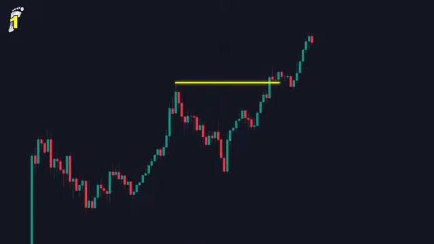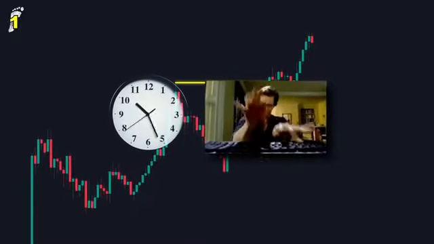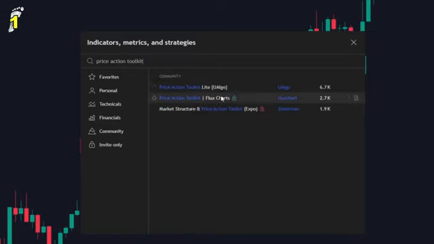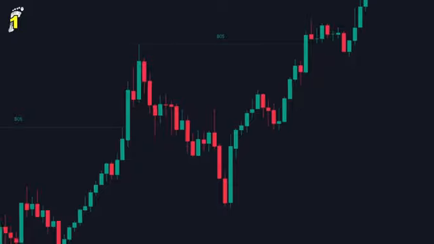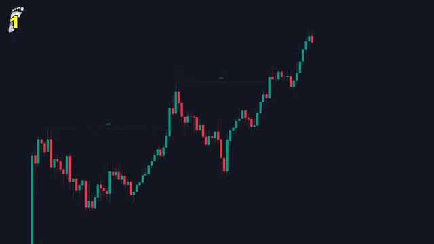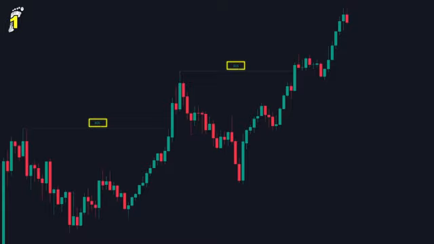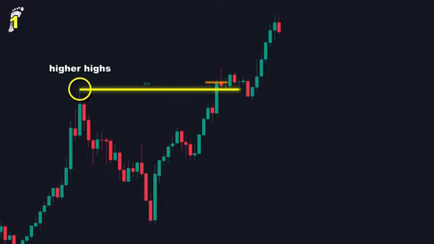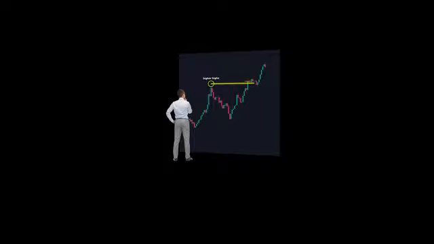Since I don't want to make mistakes and I don't want to waste hours and hours of time, I'll use my favorite indicator. I open TradingView and type in Price Action Toolkit by Flux Charts. This indicator automatically identifies these breaks of structure for us through its market structure feature. You'll see BOS labels appearing on your chart whenever the market structure shifts. It's important to note that we need a candle to actually close beyond the previous higher highs for it to count as a valid break of structure. Wicks alone don't qualify.